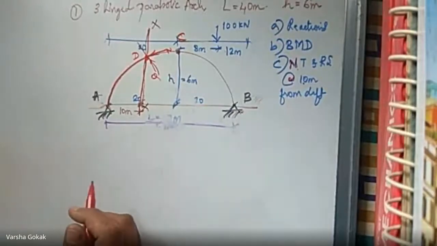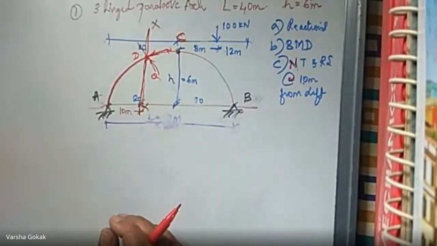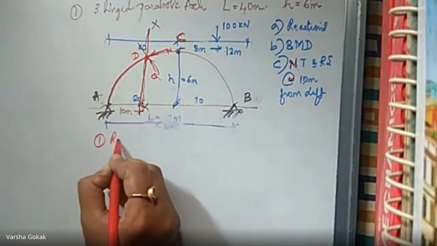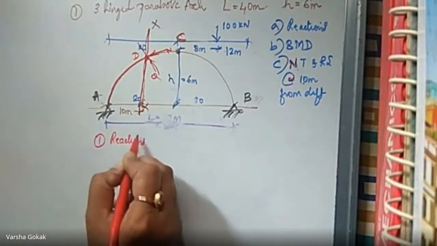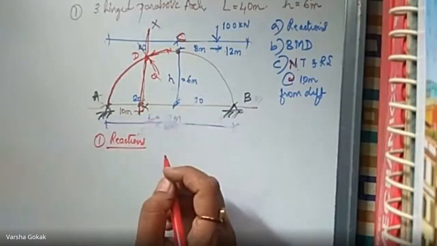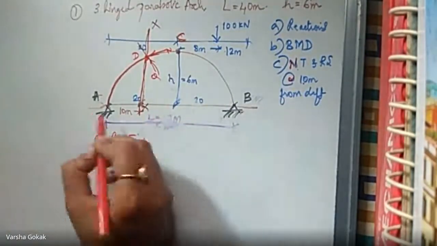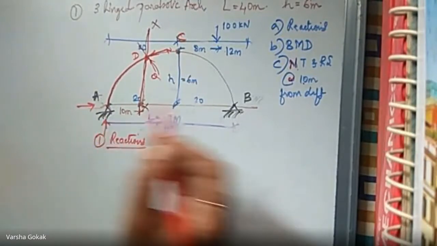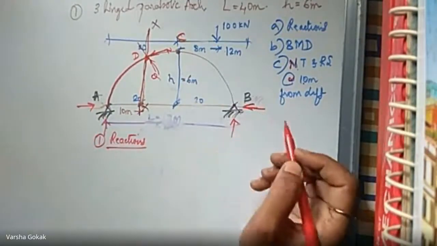Okay, done. So now, to find the reactions, we'll go one by one. First, we'll find the reactions. When we talk of reactions, let us draw the free body diagram. Both sides it is hinge. So hinge means you will have horizontal and vertical reactions.